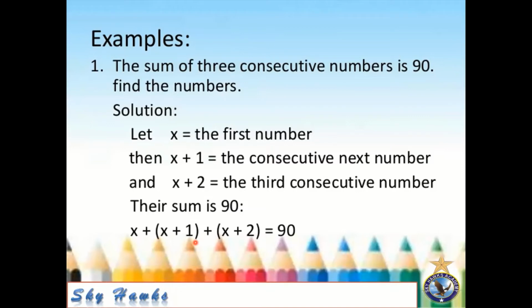So this is a problem. We suppose x is the first number, then x plus 1 is the second consecutive number, because we add one more to the first number, then 2 more to the first number, and we get these 3. So we are looking for all those numbers whose sum is 90. What should be the answer? Can you calculate quickly? This is the equation now.